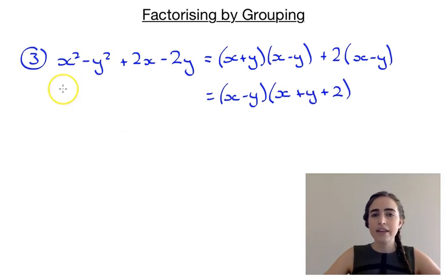So it's a combination of difference of 2 squares and factorising by grouping in that example. So it's a few examples of factorising by grouping.